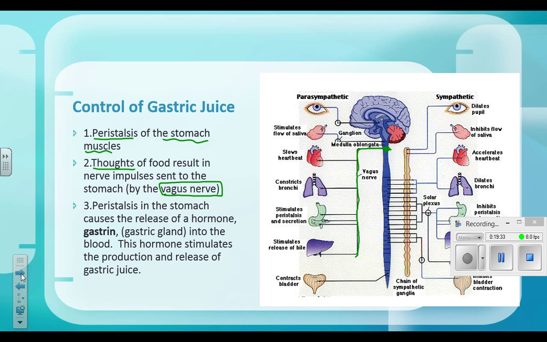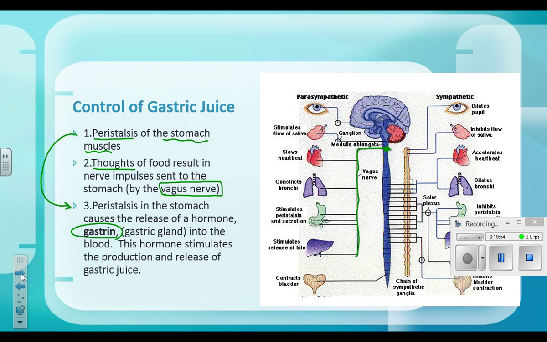Now, the last thing I wanted to mention, like I said, was the hormone. When you have peristalsis, it will cause a hormone to be produced. So peristalsis is causing this hormone. This hormone will cause more gastric juice. The name of the hormone is gastrin.